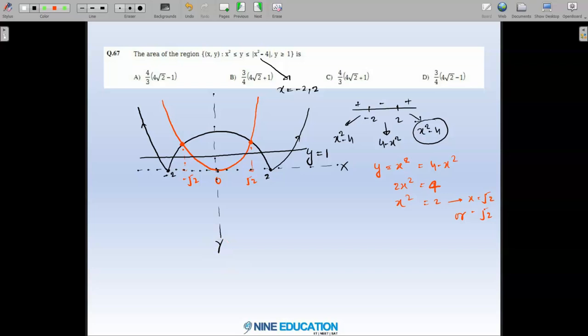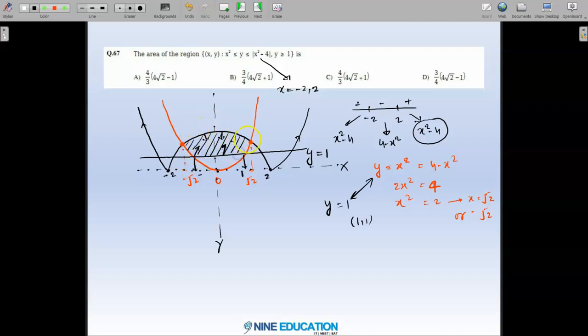So they said y has to be greater than or equal to 1. So that is okay. We have to see above this line y equal to 1. Then they said y should be less than or equal to mod of x square minus 4, which means below this curve, that is also fine. And y should be greater than or equal to x square, which means above this parabola. Now the actual portion to be found out is this shaded portion.